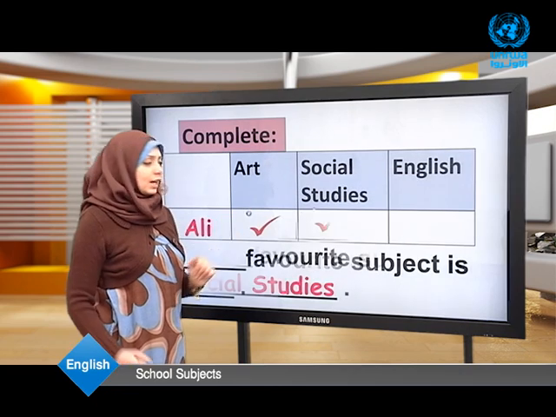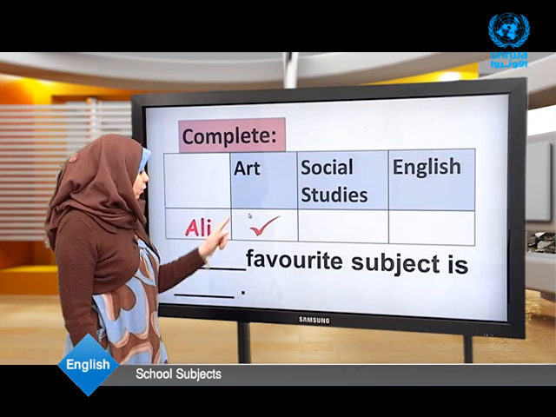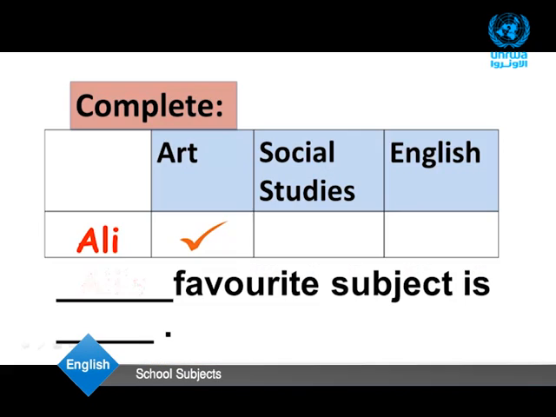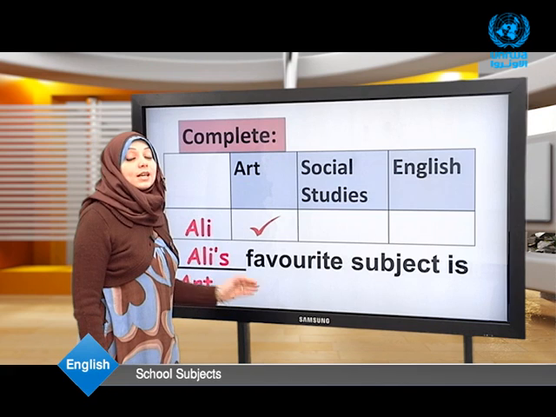What about our friend Ali? Look here. Here we have the stick. Here we have art. So, Ali's favorite school subject is art.